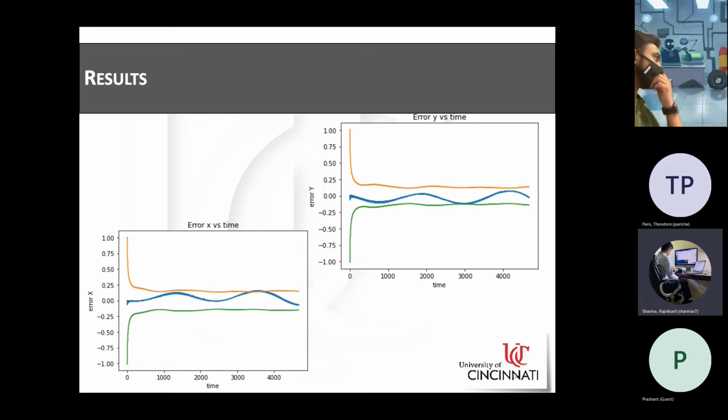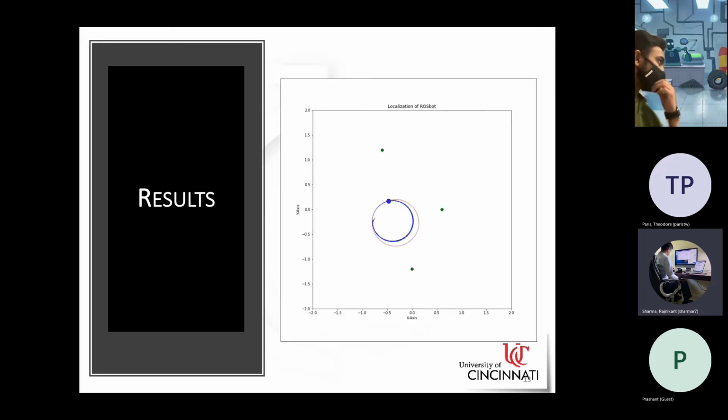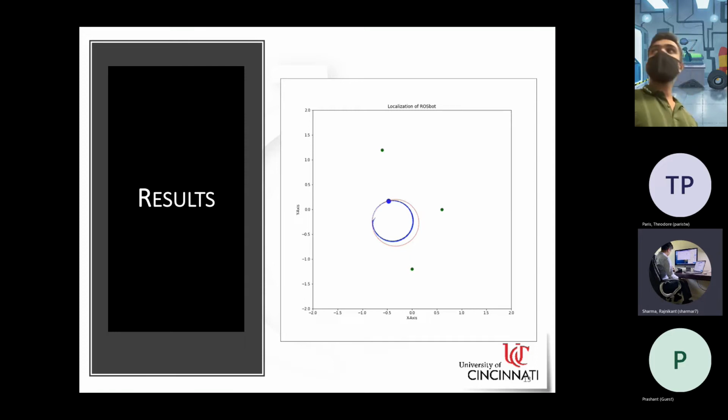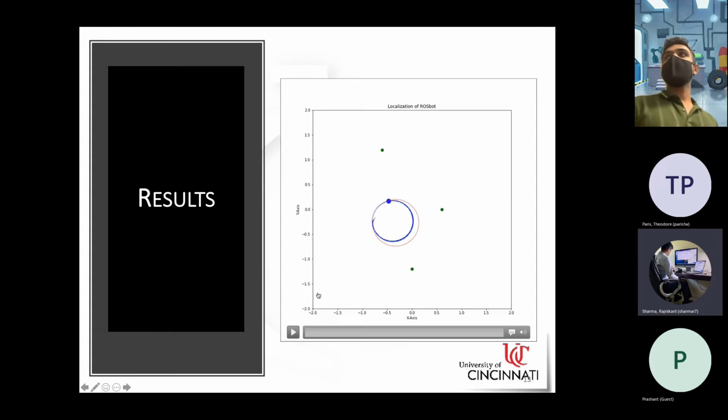So these are the error plots that we got. These are the 3 sigma boundaries, and somewhat we are getting the error going out of the boundary in both the cases. So this is how our robot moves. What about the heading errors? Did you plot heading errors? We have not plotted. Any specific reason? No, we didn't do that.